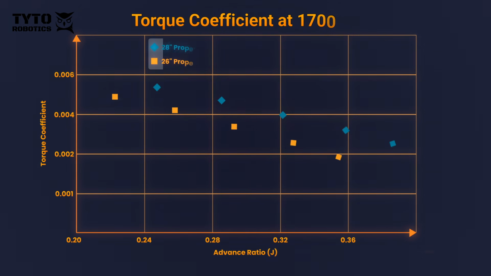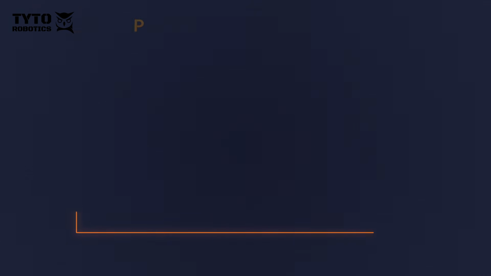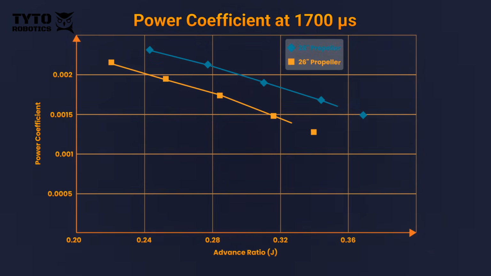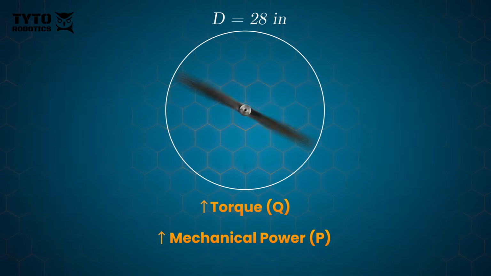flight conditions. If you look at the torque and power coefficient curves, we see that the 28-inch propeller also operates at higher torque and power coefficients across much of the range. This means that at the same operating conditions, it requires more torque and mechanical power from the motor.